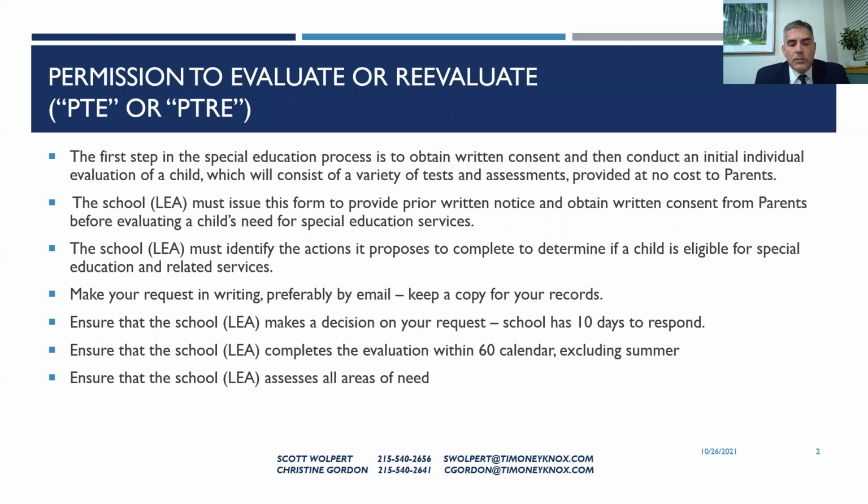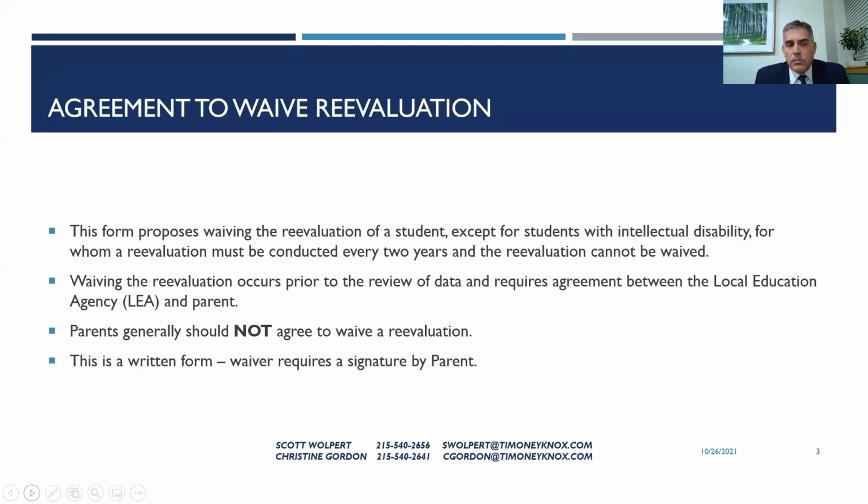The next slide is agreement to waive a reevaluation. And we put this in here just almost as a thing to be aware of. We are not believers in waiving reevaluations. The reevaluation is the step after the initial evaluation report is completed. There's a subsequent obligation to reevaluate. This form proposes waiving a reevaluation of the student. Waiver cannot happen for a student whose identification is intellectual disability. They must do a reevaluation of that student.